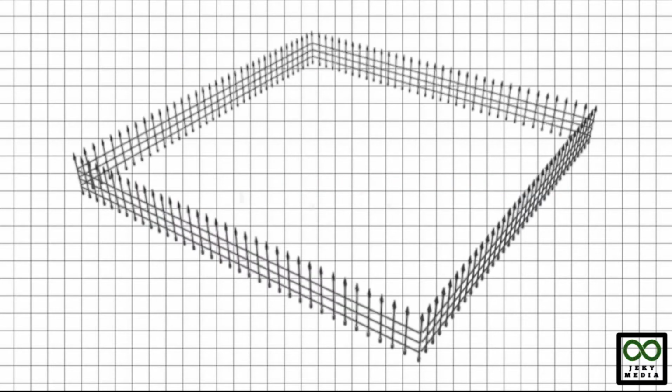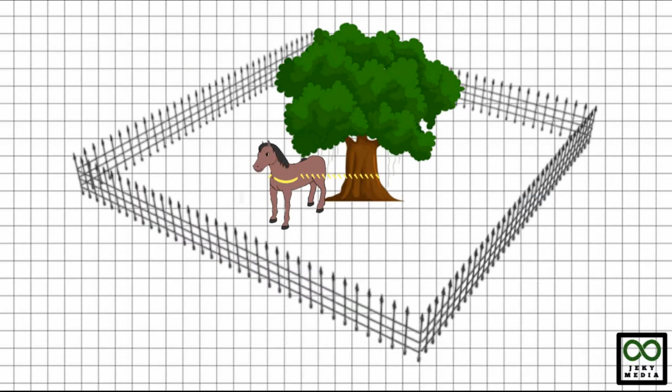Before we continue, let's have the concept of boundary and limit. For example, a fence, and inside the fence is a horse. The horse is chained to a tree inside the fence. The fence is the boundary that will not allow the horse to pass through. The chain is the limit. It limits the horse to go around inside the fence.